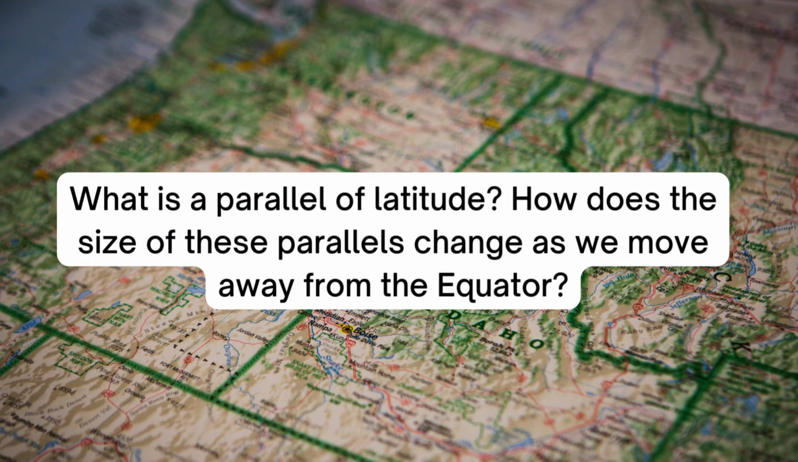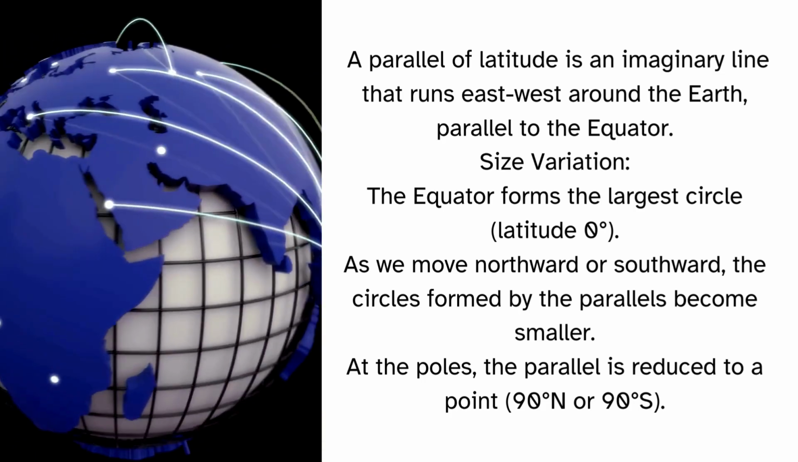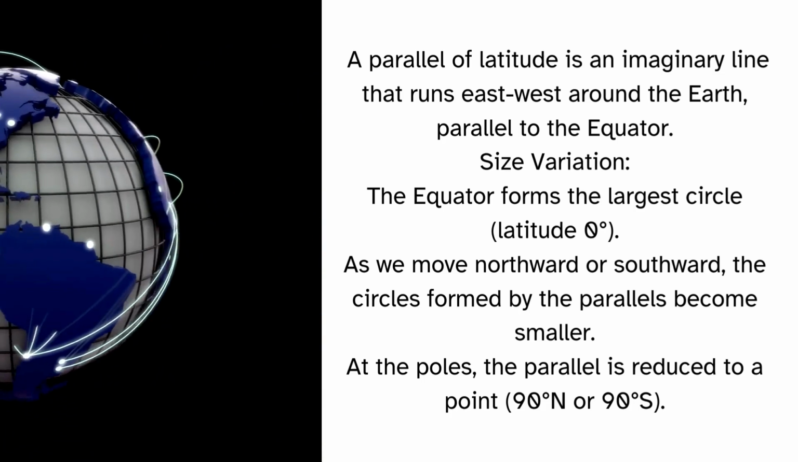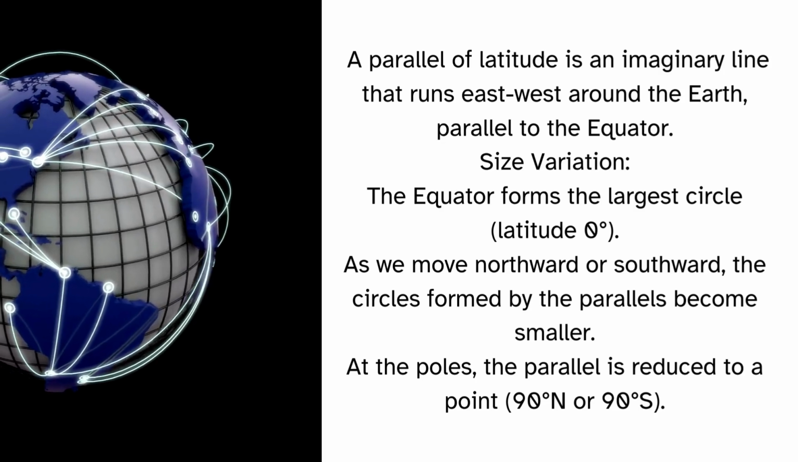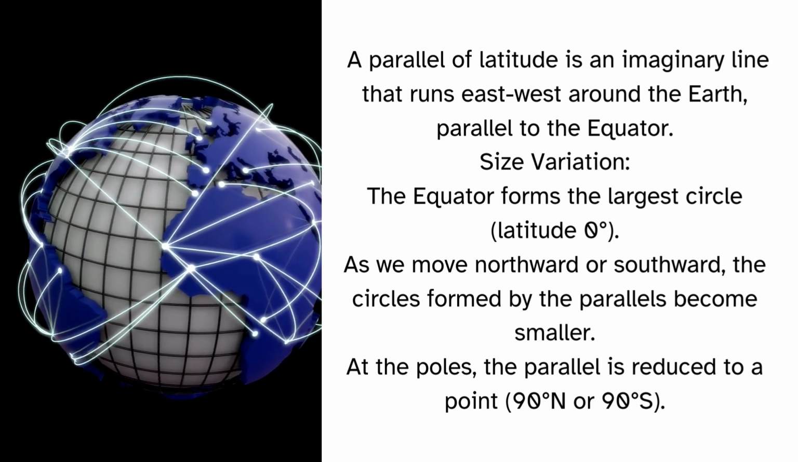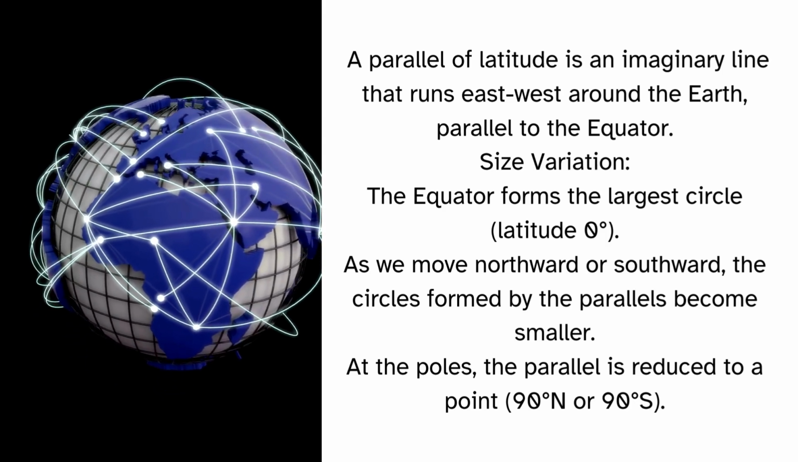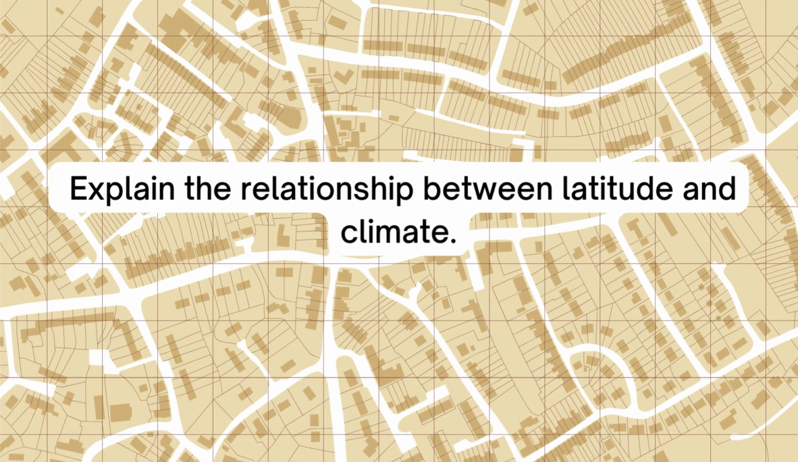Our next question is, what is a parallel of latitude and how does the size of these parallels change as we move away from the equator? So again, a parallel of latitude is an imaginary line that runs east to west around the earth parallel to the equator. The equator forms the largest circle, that is latitude is 0 degrees. And as we move northward or southward, the circle formed by the parallels becomes smaller, and at the poles the parallel is reduced to a point, 90 degrees north and 90 degrees south.